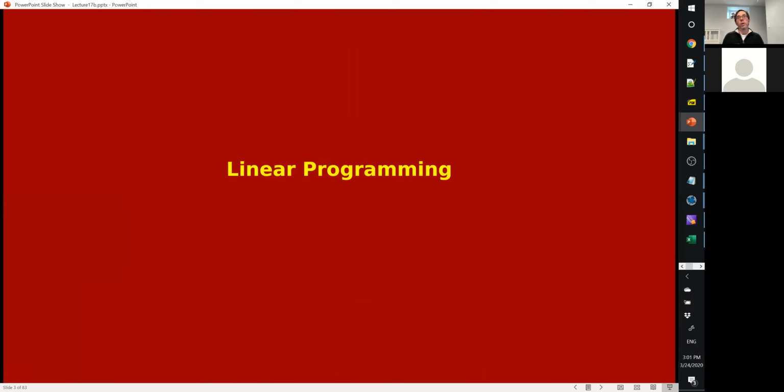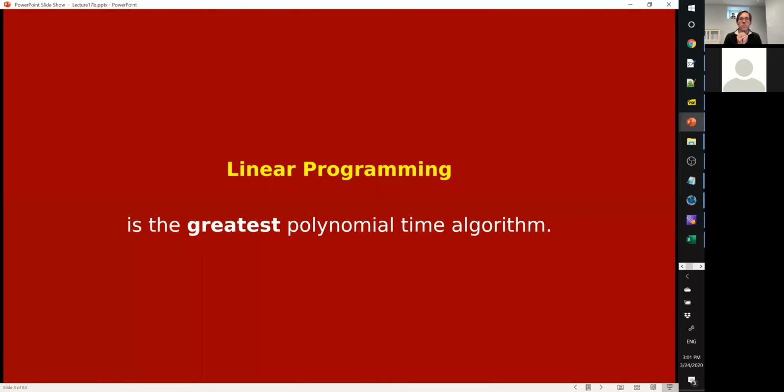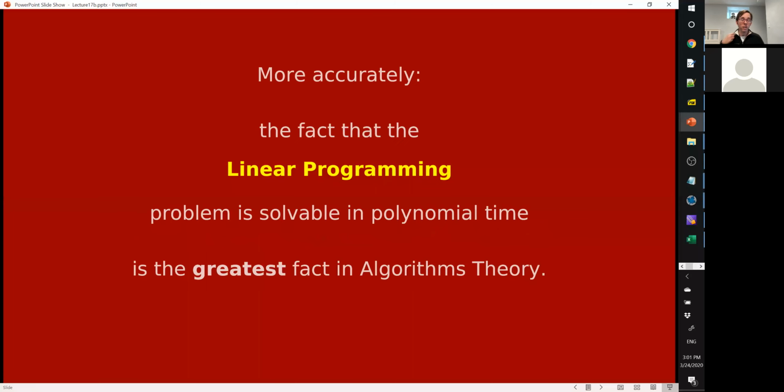Okay, so linear programming. I know you probably know something about it, but we're going to go over it again because it's definitely the greatest polynomial time algorithm. Let's just be honest about it. It's fantastic. Actually, I said it not quite correctly. Linear programming is not an algorithm. It's a problem. But the fact that this problem is solvable in polynomial time is, in my opinion, the greatest fact in algorithms theory, because so many things can be done with linear programming, and it's really great.